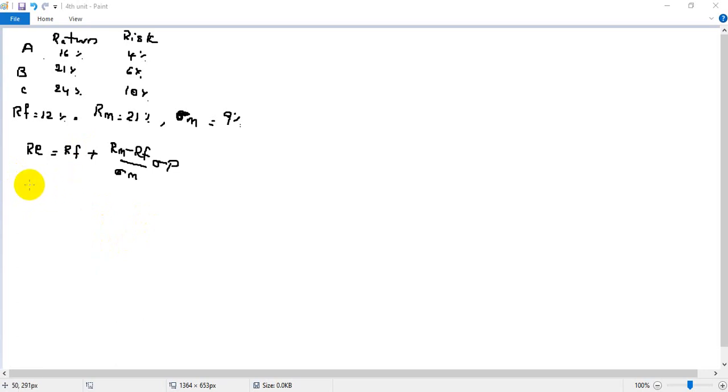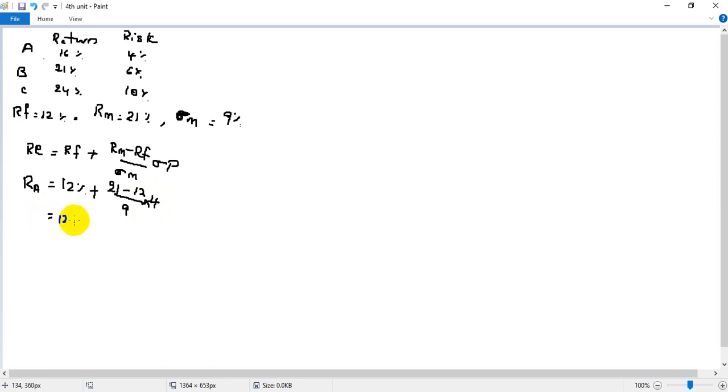So this is the formula. RE is nothing but we are going to take RA and RF, RB and RC simultaneously. RF has been given as 12%, so 12% plus RM, how much? 21. So 21 minus RF, again 12, divided by standard deviation of M, given as 9, into your standard deviation of A, which is 4. This is nothing but multiplication over here.